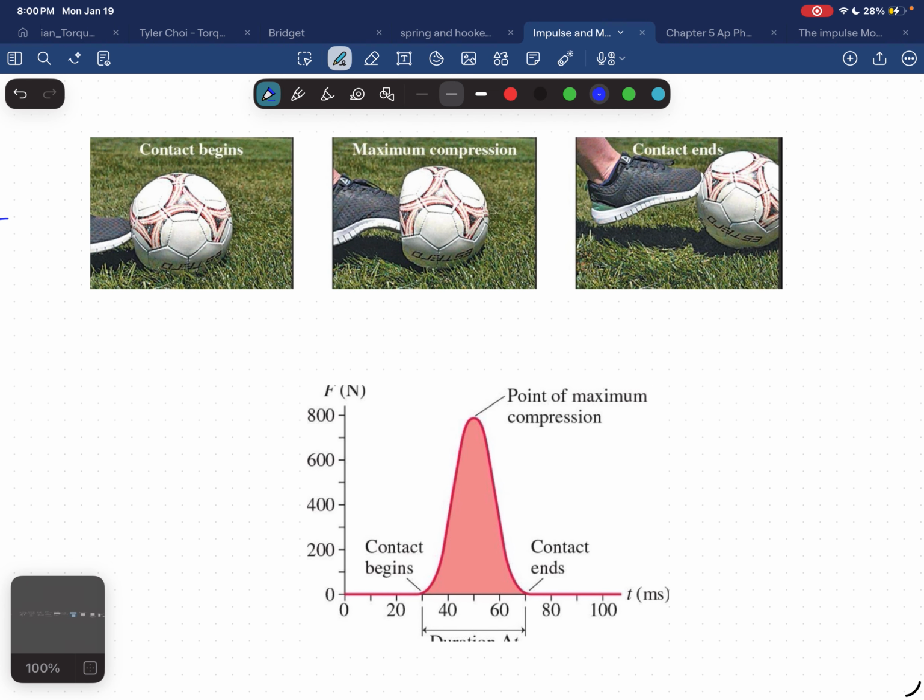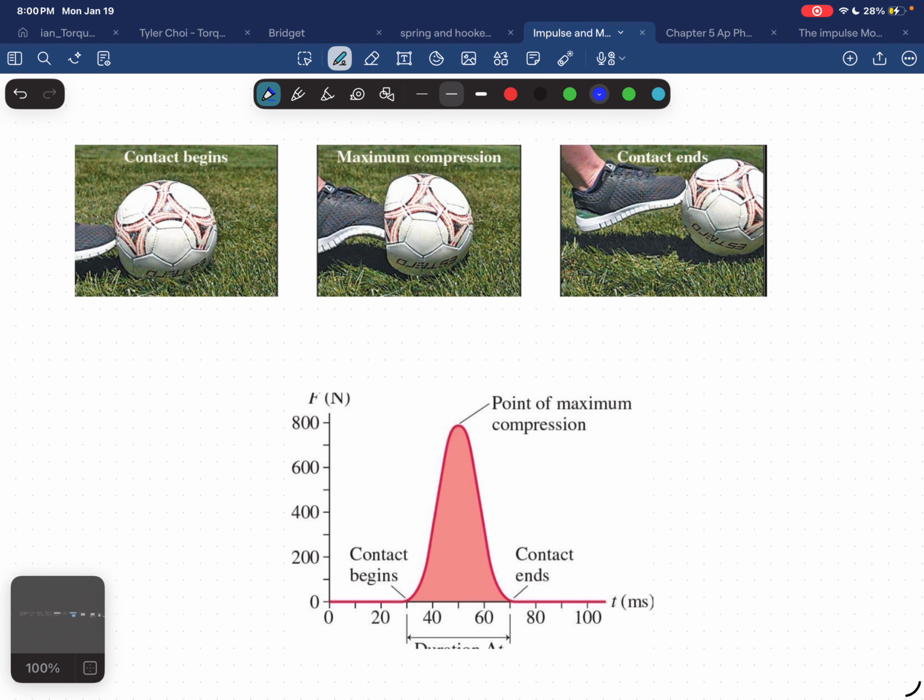So back to our example of a soccer player and the ball. We can analyze how much force is being exerted in the same amount of time that the ball and the foot are in contact. Let me start again. When contact begins, I can see I have 0 newtons of force exerted. At maximum compression, I have about 800 newtons of force.